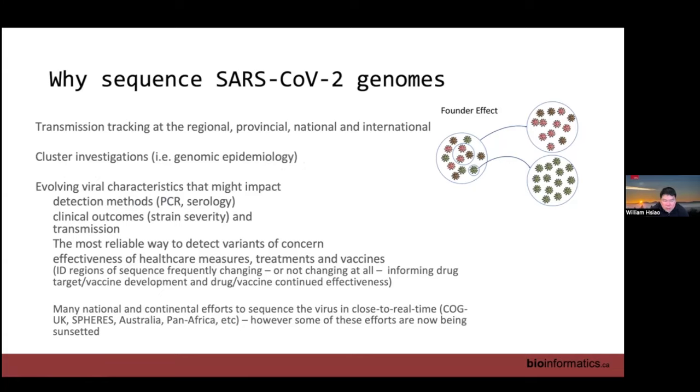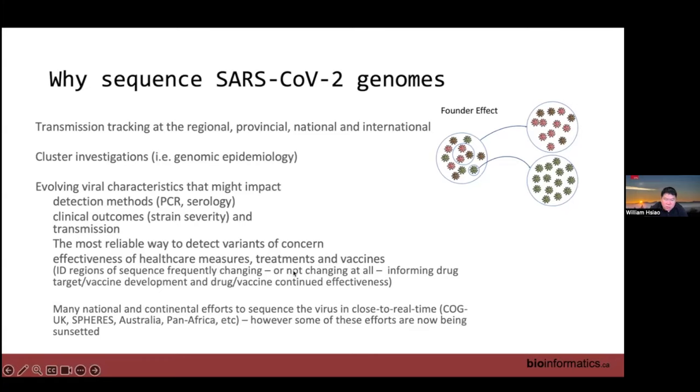But equally important, beyond just the tracking and the public health epidemiological investigation, from a biological point of view, it's also important to understand how the viruses are evolving and how these characteristics might impact the detection method, the clinical outcome, in other words the disease severity, and also how they affect the transmissibility of the viruses. The most reliable way to detect virus variants of concern is through genomic sequencing. The result of that is also useful for understanding the effectiveness of healthcare measures, to see if indeed once we put in a measure, the prevalence of a particular variant or strain was then reduced.